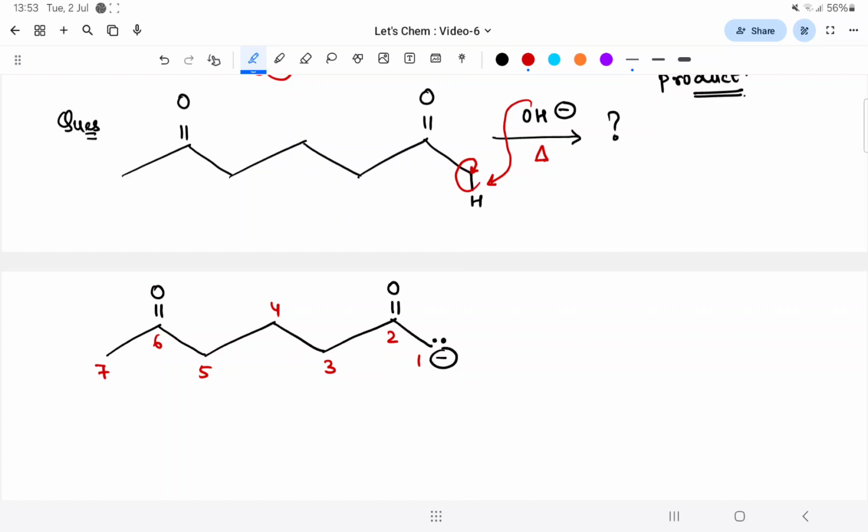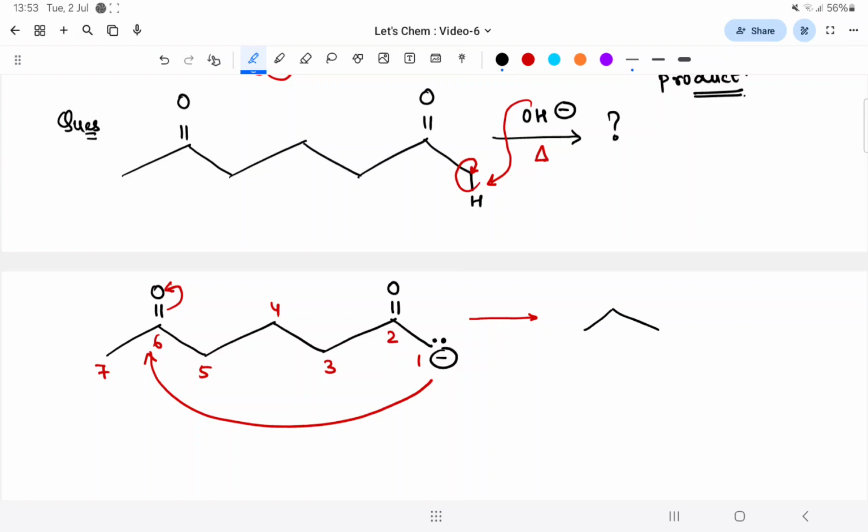So now I will do the necessary part required. I will shift this electron here, and this pi bond I'll shift like this towards oxygen. Now there I go for a ring formation, guys. Very precisely, please look at this ring formation.